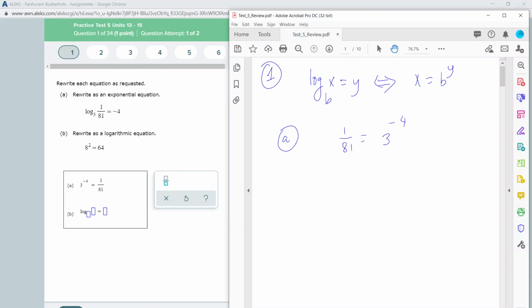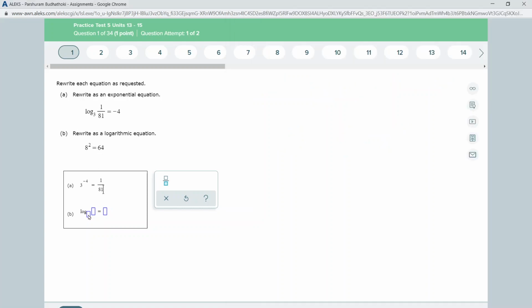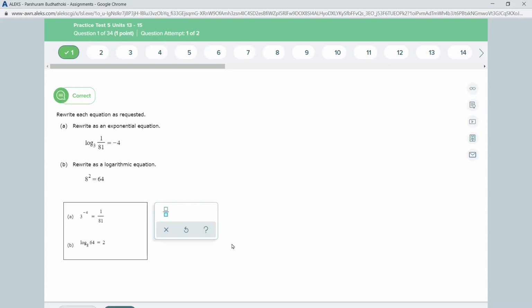By using the very same equivalency form, we can find out b, y, and x. You can see that the base is 8, y is 2, and x is 64, so log base 8 of 64 is equal to 2. Okay, that's right.